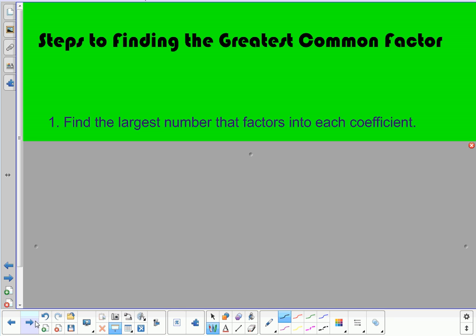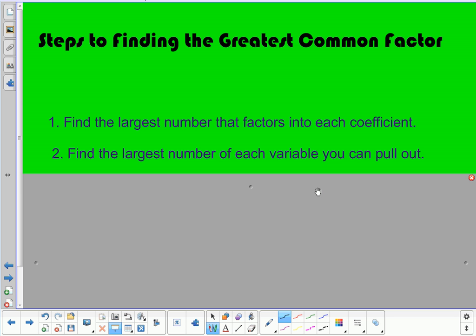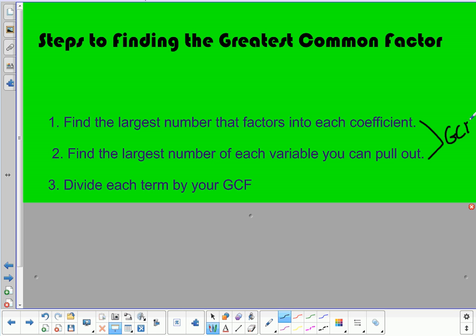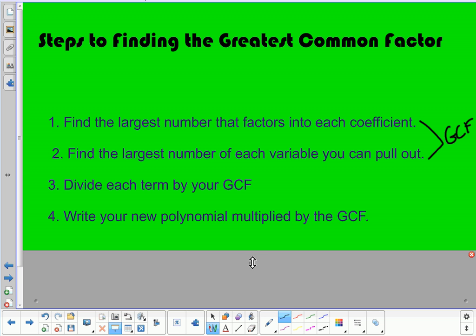So let's talk about how we find the greatest common factor. The first thing that we're going to do is find the largest number that factors into each coefficient. We're going to find the largest number of each variable that you can pull out. So this isn't just about numbers anymore. Now this is about variables as well. Then we're going to divide every term that we have by that GCF. So these two things make your GCF: the largest number and the largest number of each variable. And then we rewrite the new polynomial multiplied by the GCF. That's just going to be out front, like a coefficient would be.